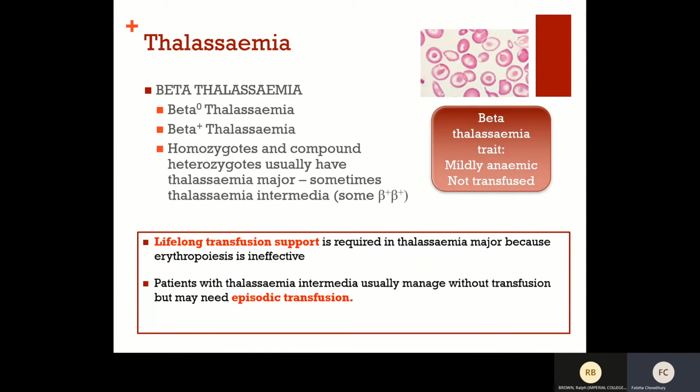So thalassemia is also another big population of patients with transfusion requirements, and particularly those patients with thalassemia major who need lifelong transfusion support because their erythropoiesis is ineffective. Some patients with thalassemia intermedia may need some transfusions during their life, but this is episodic. And as we all know, beta thalassemia patients who've got the trait are mostly mildly anemic, but hardly ever need any transfusion unless something else has gone on.